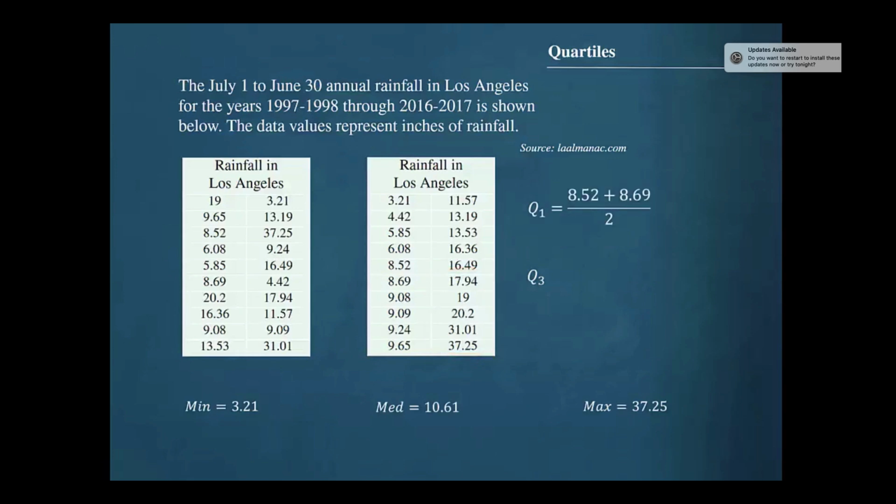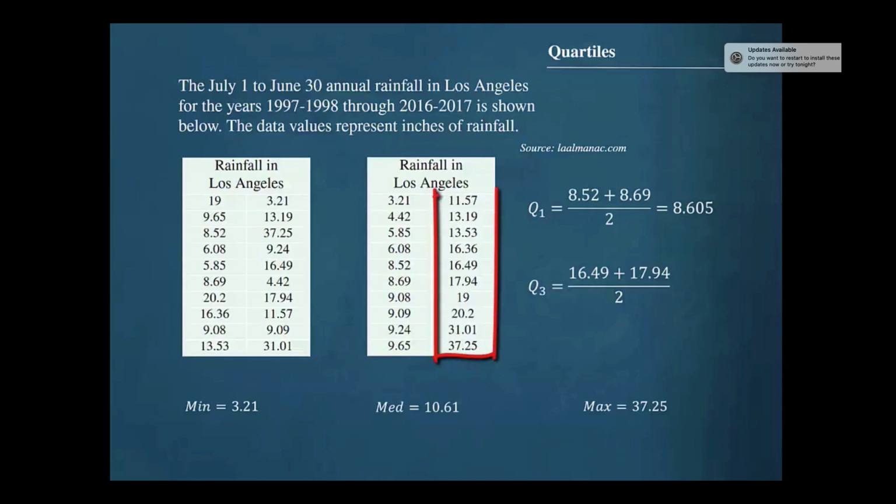The first quartile is determined by finding the median of the set of values that fall below the median for the data set. There are 10 values in the bottom 50% of the data set, so the first quartile is found by adding 8.52 and 8.69, then dividing by 2. So the first quartile will be 8.605.